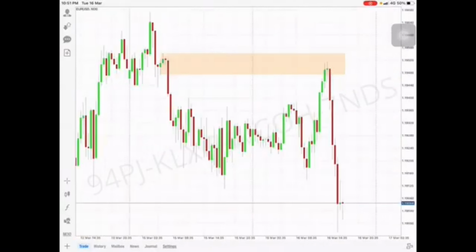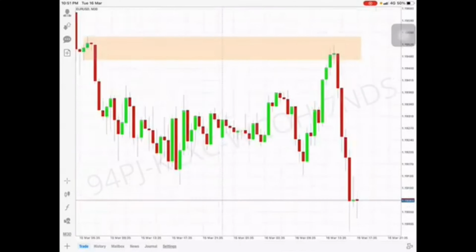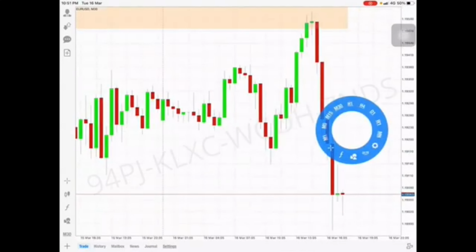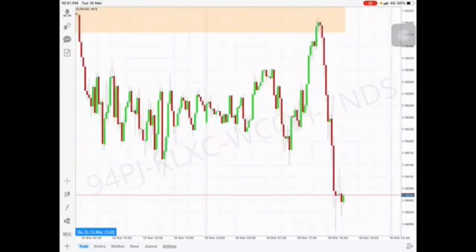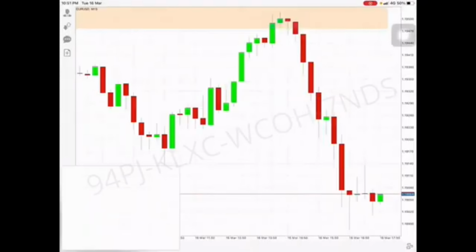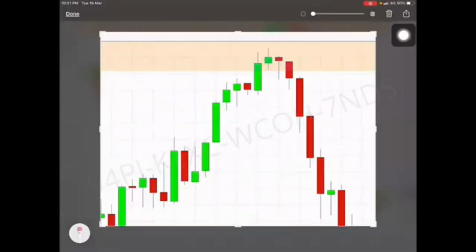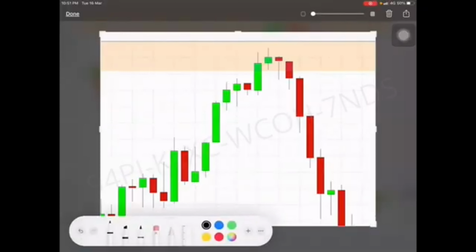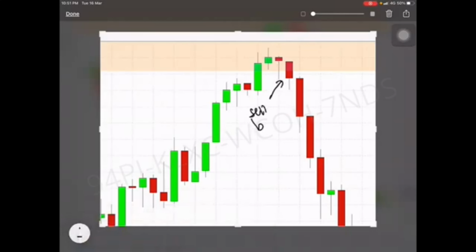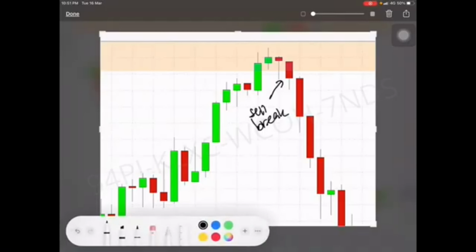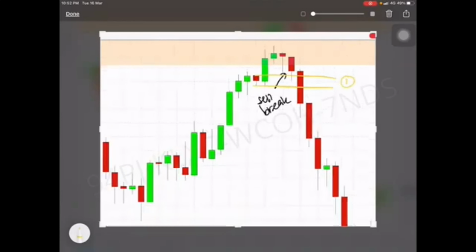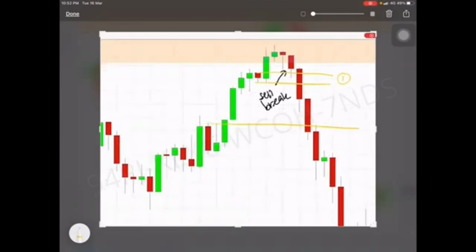Looking for a break. Yes, but can you see it here? No. If you cannot see it, you need to go to M15. See? It broke outside of the zone. There's a sell break. And afterward, it also created engulfing fail right here, one zone. And then this one is also engulfing fail.